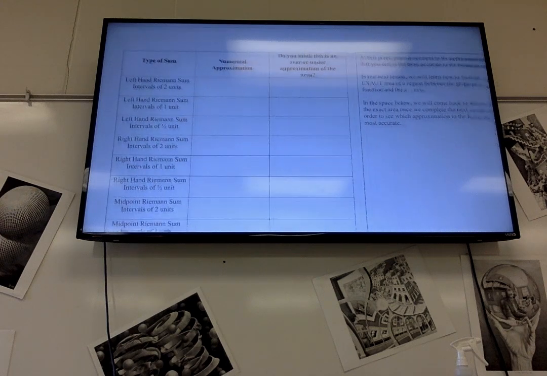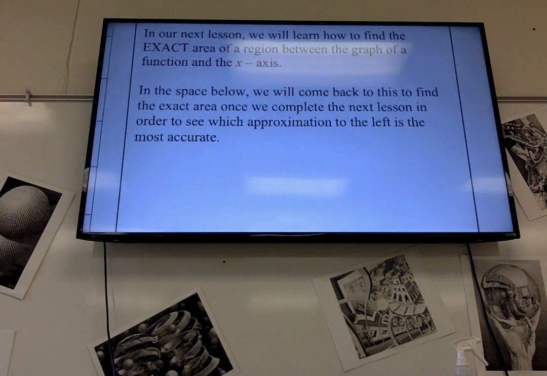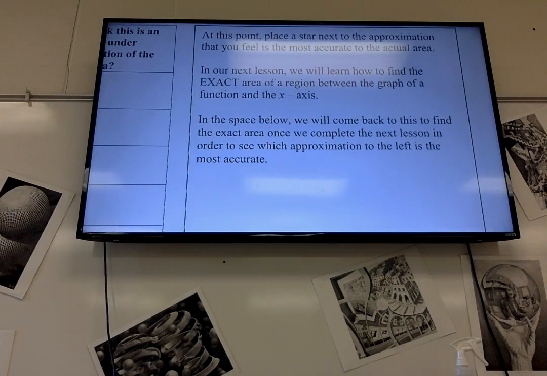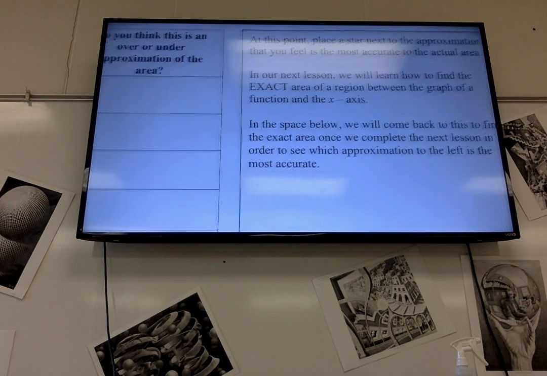Okay, so this next part over here, notice it says in our next lesson we're going to find the exact area. So we're not doing that yet. We're going to come back to this and find what the exact area is.